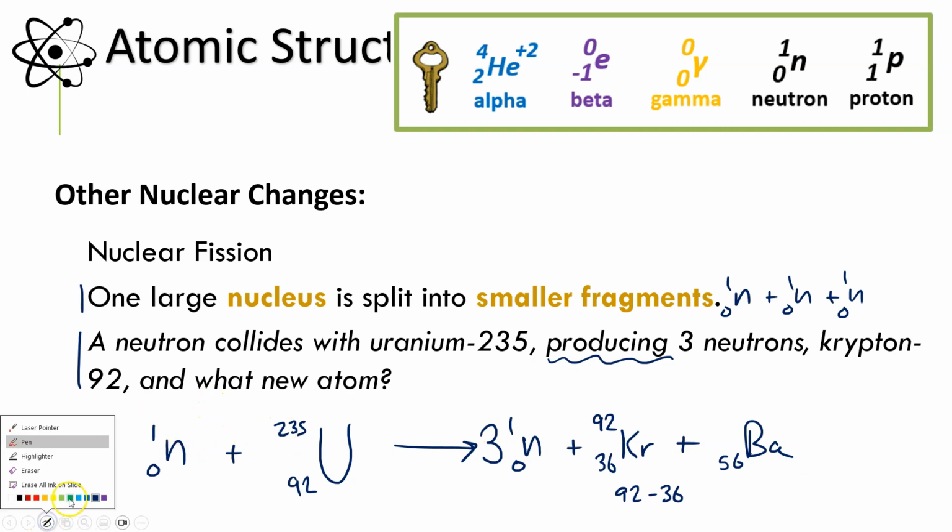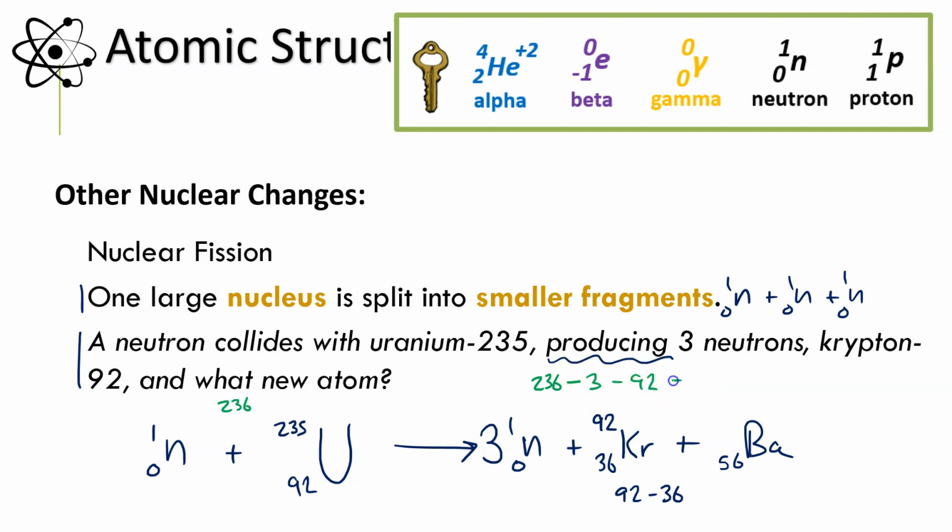That's a total of, let's switch to green here, a total of 236 mass units on the left. I need those same 236 mass units on the right. If I start subtracting them out, 236 minus 3 mass units here from my 3 neutrons, also minus the 92 mass units in krypton, leaving behind 141 mass units for my barium atom that is produced in this process.